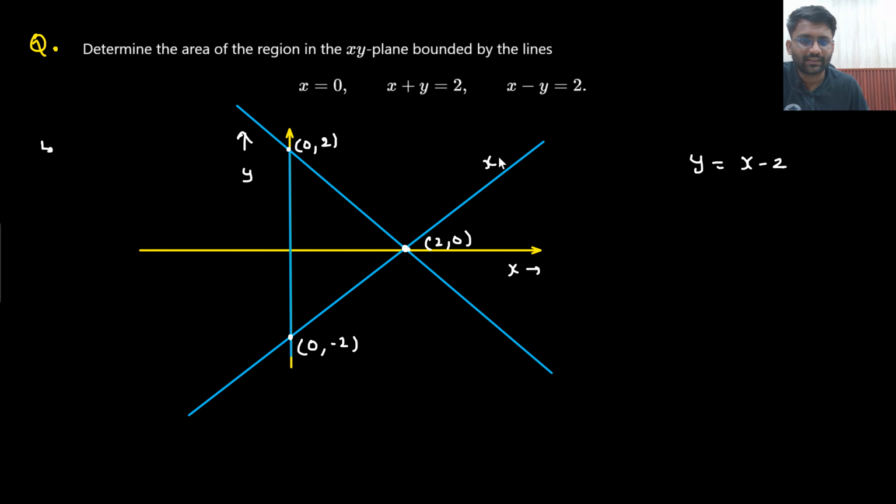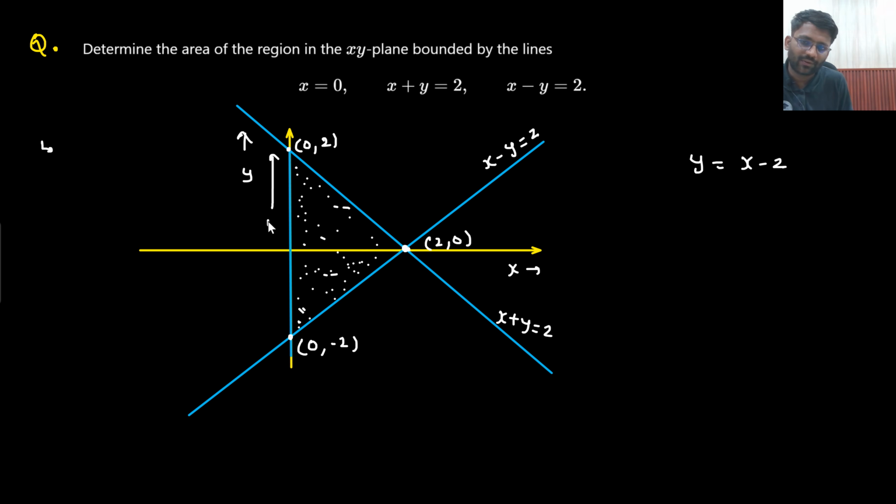What is this line? This line is x minus y equals 2. And what is this line? x plus y equals 2. We need to find out the area bounded. So this will be the area bounded. Can you find out the area bounded by the geometry first? No calculus, nothing, only by the geometry. If I look by the geometry, this much length is 4.